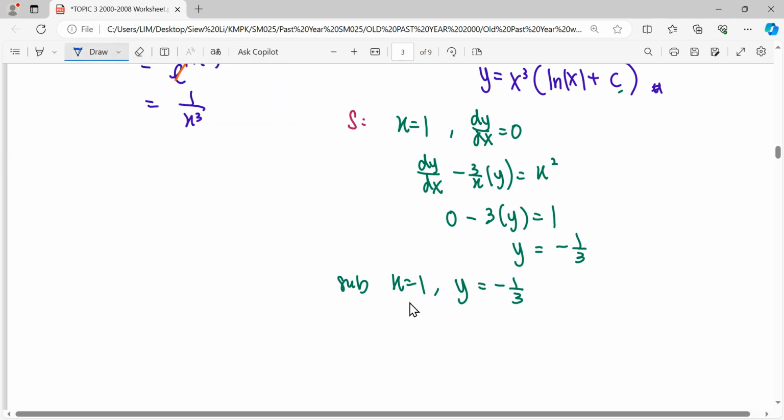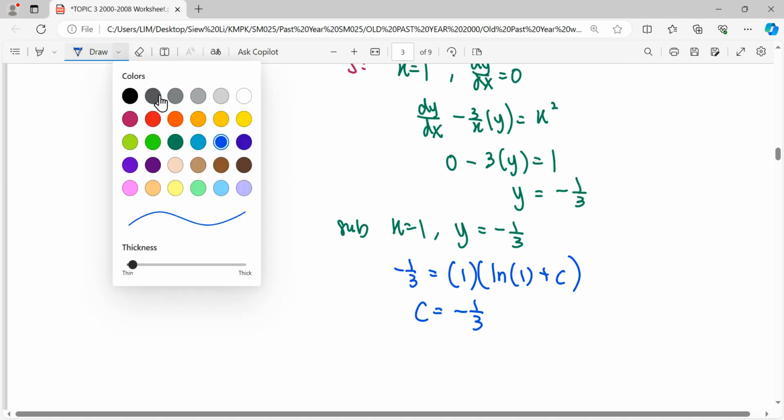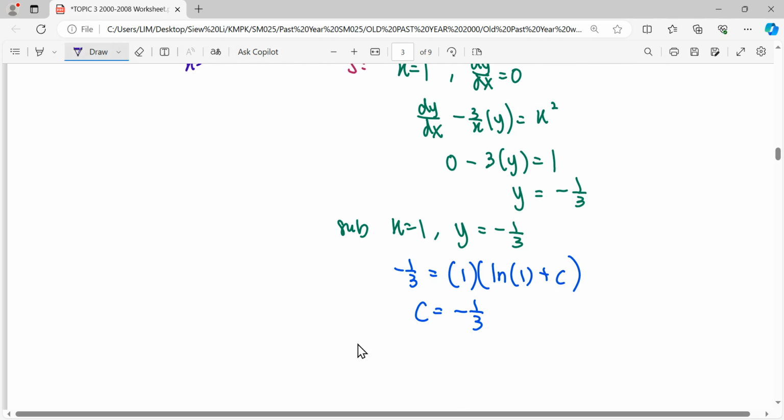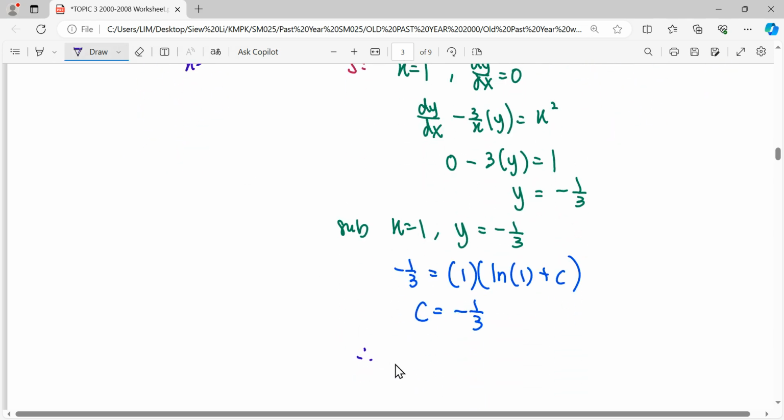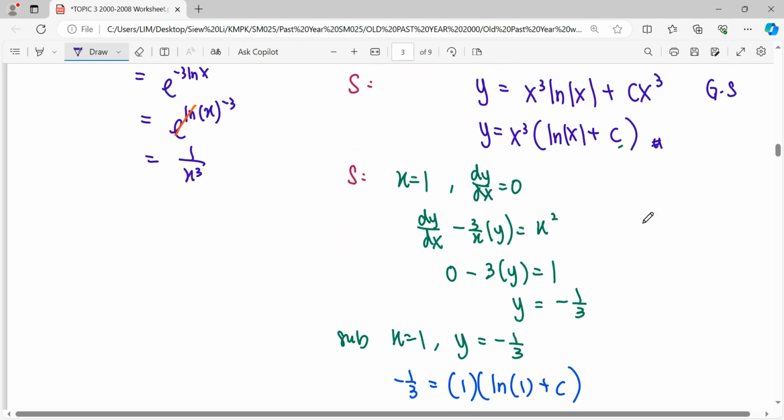So our equation here: negative 1 over 3 equals 1 times the bracket ln 1 plus c. ln 1 is 0, so c here is negative 1 over 3. Lastly, we managed to find our particular solution. Substitute back into the general form here: y equals x cubed in the bracket ln x plus c, with c equal to negative 1 over 3.